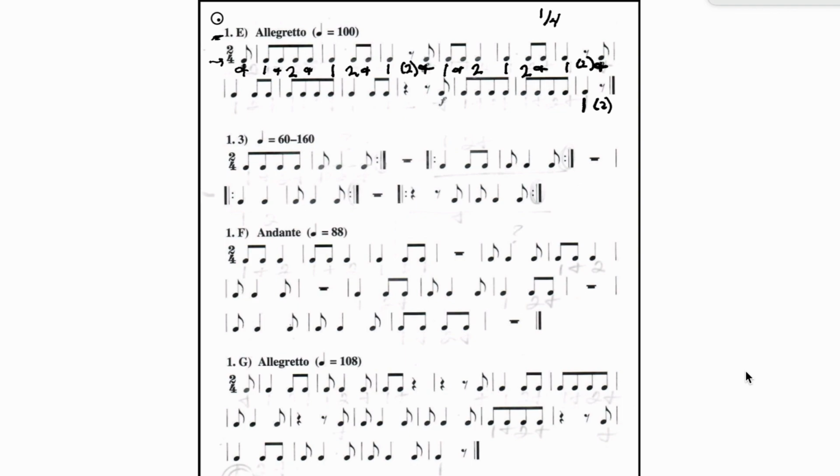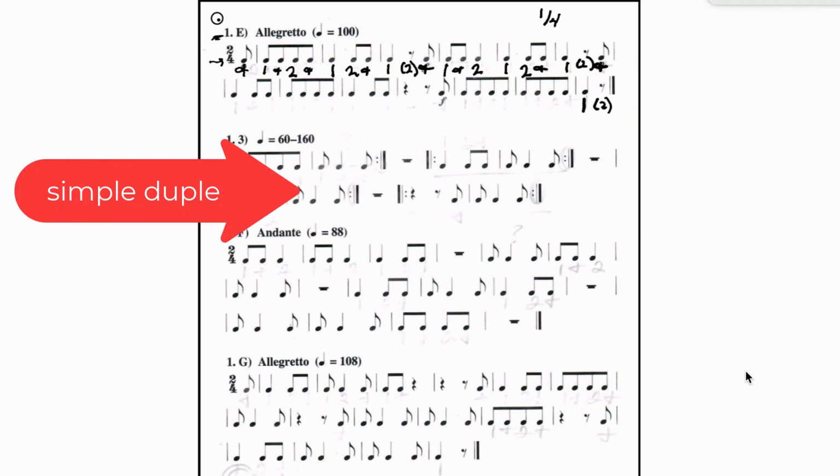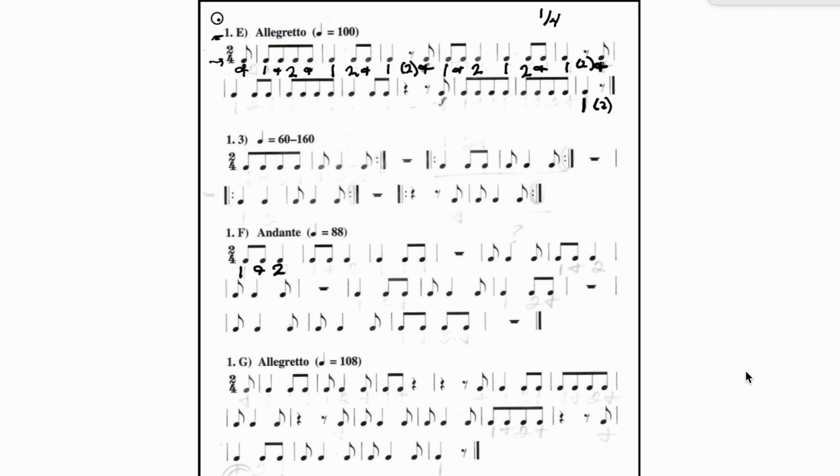I'm going to jump us down quickly here to 1F and show one interesting little thing here. 1F is also a simple duple meter, and it's going to start off 1 and 2. The next measure is the same, 1 and 2. I won't write that in. 1, 2, and this measure has a rest in it. It's 2 beats of rest.